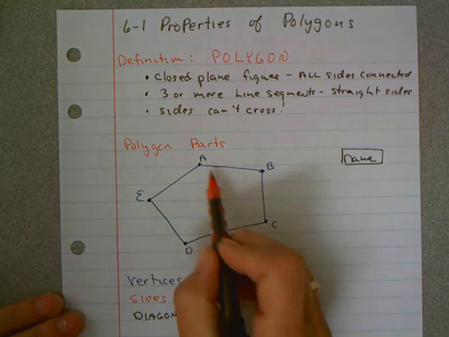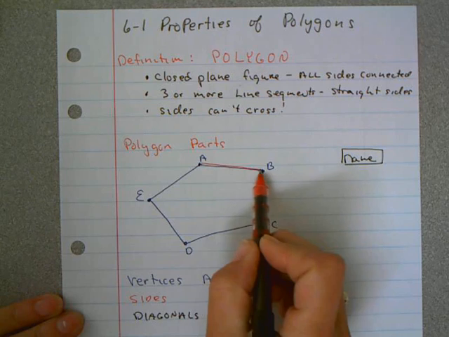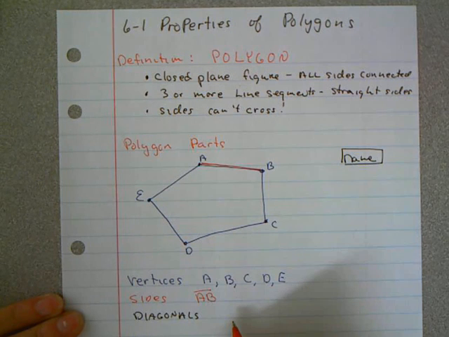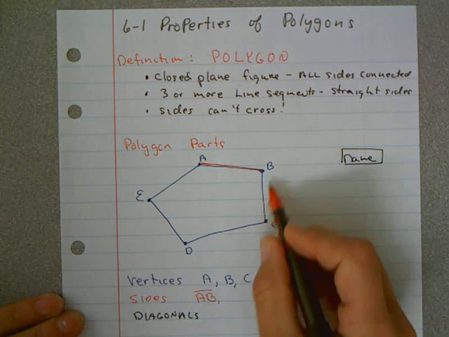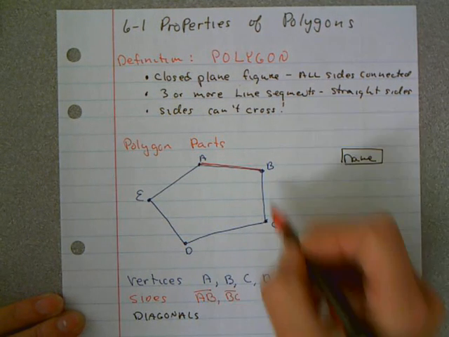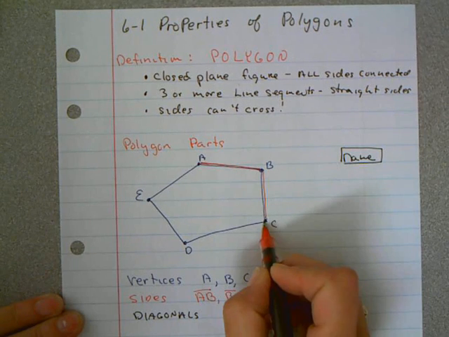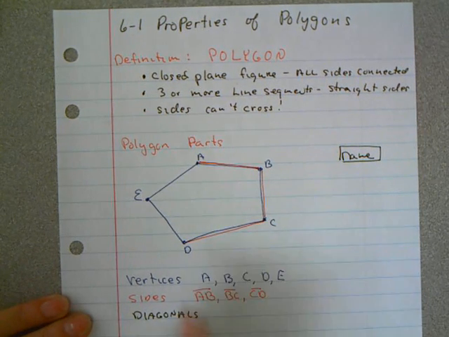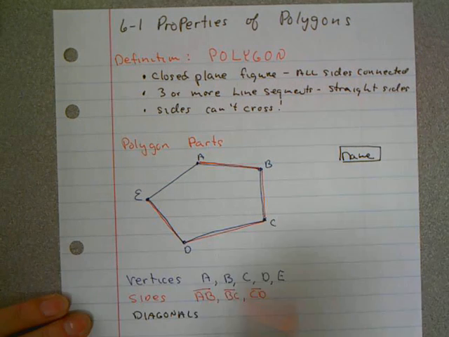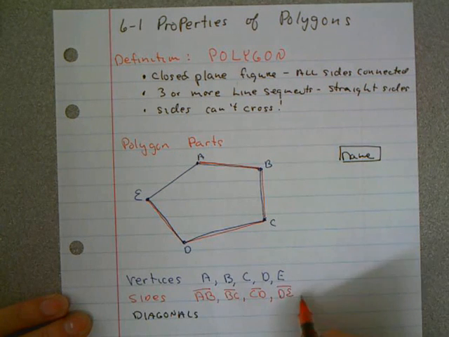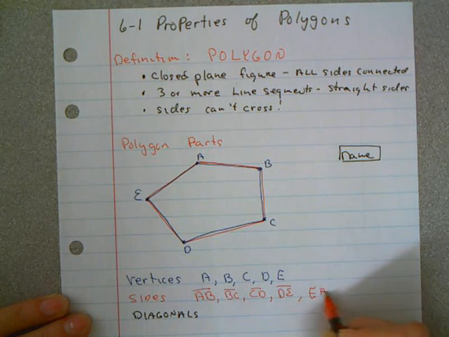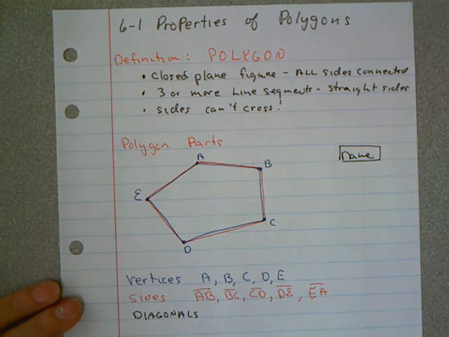Now the sides are line segments. They connect the vertices. So AB is a side, and we can name it with a segment symbol over the top. BC, again, CD, DE, and finally segment EA or AE. Order doesn't matter, you know that.